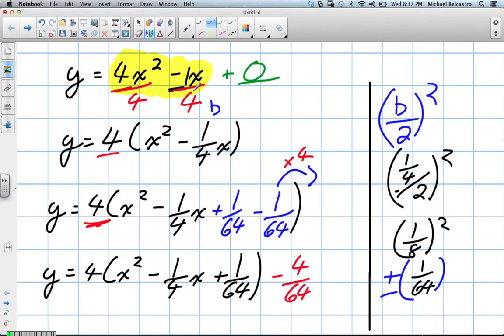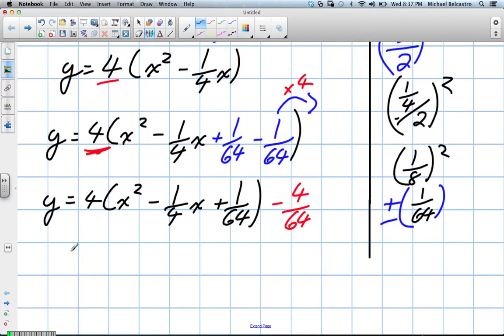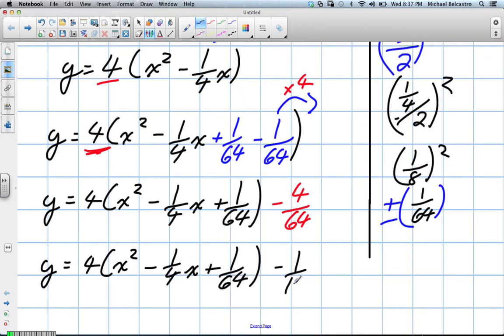And that can be reduced. Do you know what that can be reduced into? 1 over negative 16. Yes, great. So let's do that. Y equals 4x squared minus 1/4 x plus 1 over 64, negative 1/16. Now, you could go about factoring this, but because we've created a perfect square trinomial, all I really have to do is find the square root of the first and the last term and bring down the sign of the middle term to put this into vertex form.